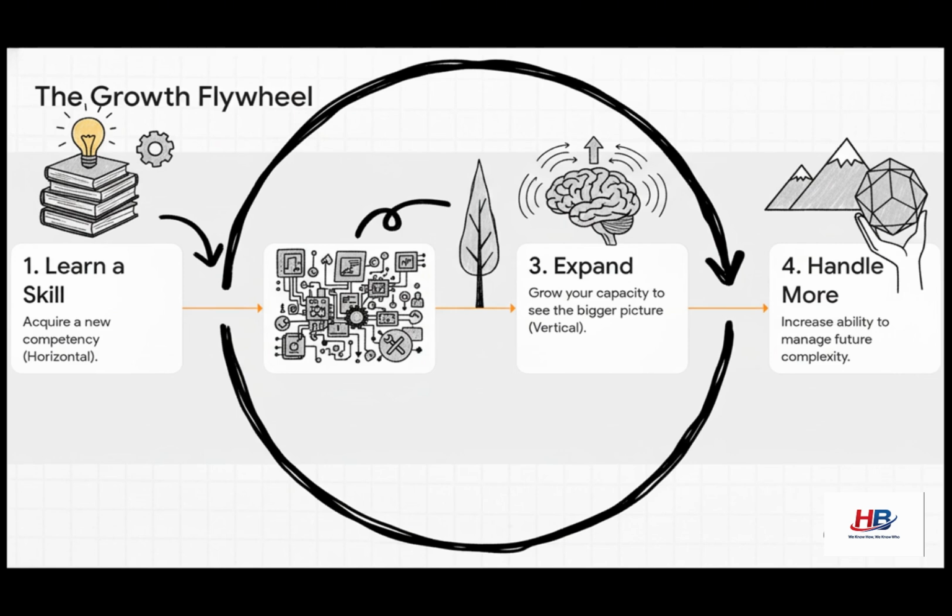It starts with horizontal growth. Step one, you learn a new skill. But then, and this is key, instead of just putting that new tool away in your toolbox, you immediately apply it to a complex, messy, real-world problem. And that struggle, that process of applying it, that forces you to expand your perspective just to deal with it. That is vertical growth. And once your mind has expanded like that, you're ready to handle even greater complexity down the road. They feed each other.